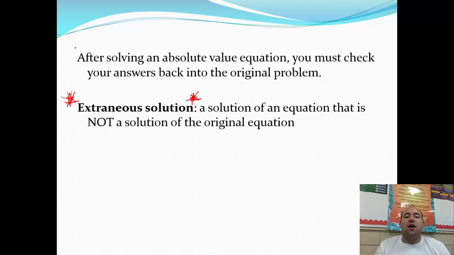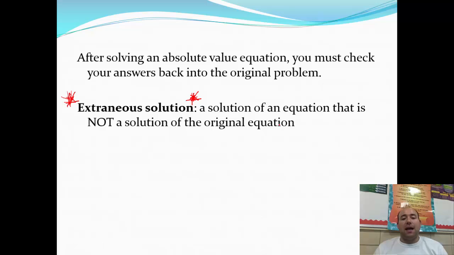So when you solve absolute values, it's critical that you check your work, because sometimes we're going to get an answer that works algebraically because we dropped the absolute value bars. But when we go back to the original problem that contains the absolute value, sometimes the answer won't work. And when that happens, you have a thing called an extraneous solution. So that's the definition I have here: a solution of an equation that is not a solution of the original equation.